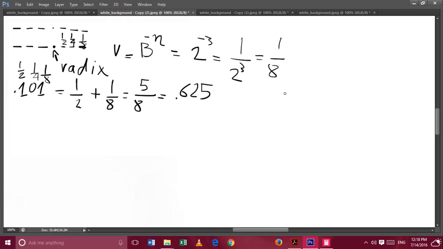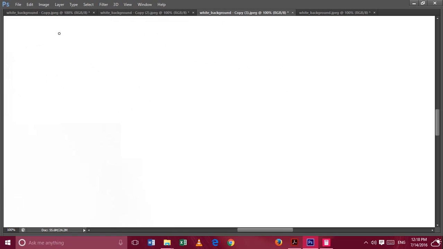Okay. So the question now becomes, and that would be the final part of our tutorial, how do we do the opposite? How do we convert a decimal fraction to a binary one? Let's go over here. So to do that, we are going to follow a very simple algorithm. First step, let's say that this number that we are trying to convert is x.